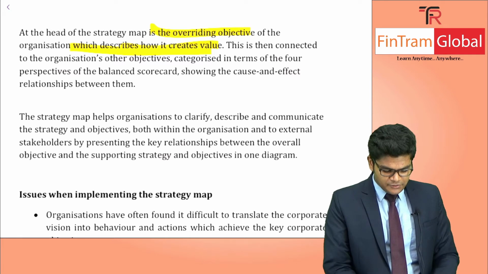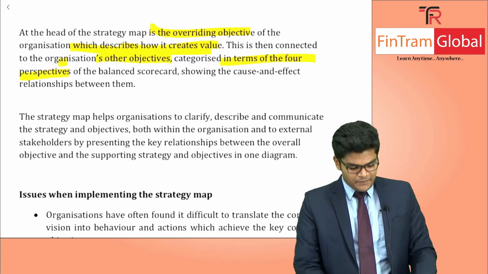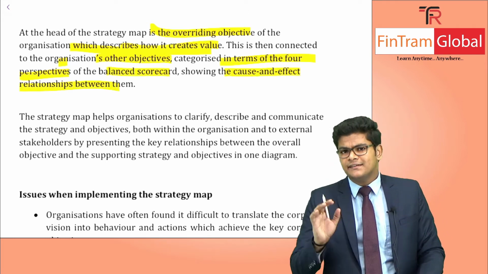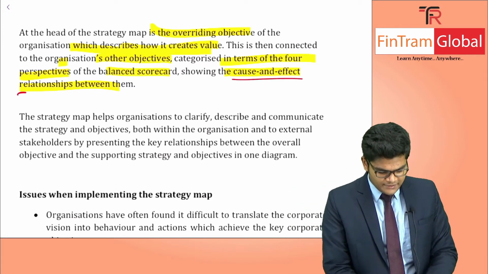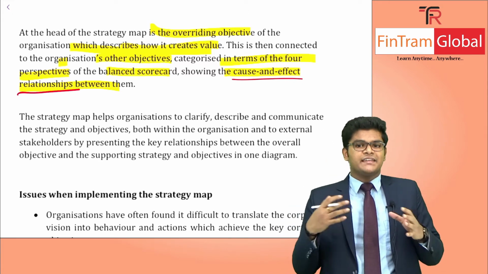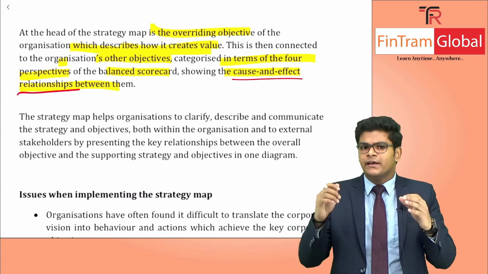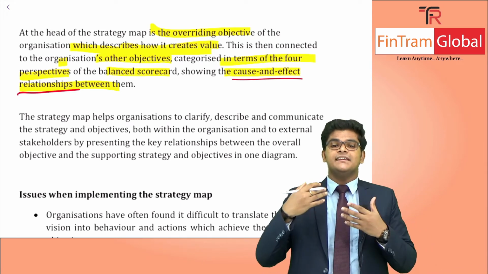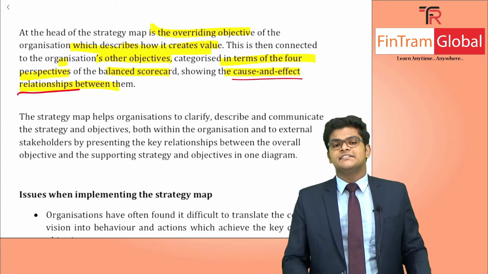And what else? This is then connected to the organization's other objectives, categorized in terms of the four perspectives of the balanced scorecard, showcasing the cause and effect relationship. There's a key word right here, isn't it? Cause and effect relationship. What exactly does that mean? It basically means that there's a reason behind something happening. So let's take a look at the four perspectives in the strategy map. First we have the financial perspective, then the customer perspective, then the internal process perspective, and finally the learning and innovation perspective.